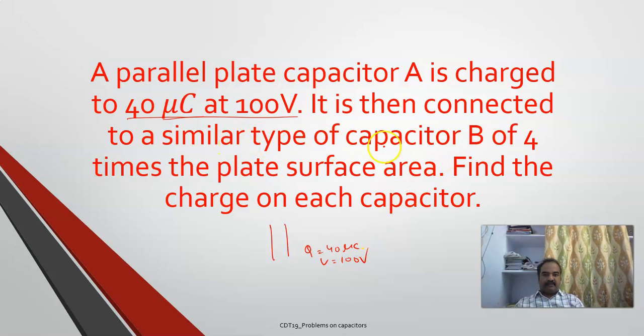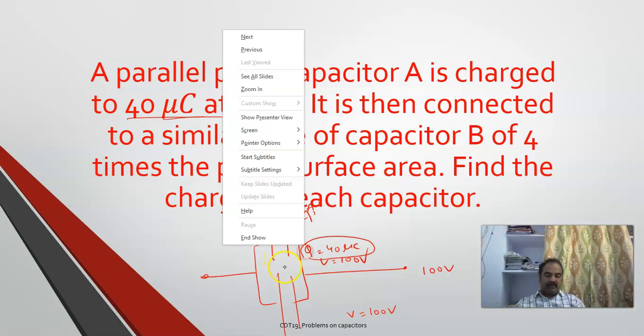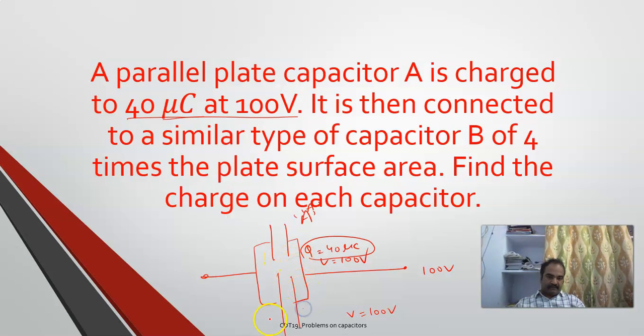It is then connected to a similar type of capacitor B. This is A capacitor. Connected to B of 4 times the plate surface area. Assuming that both are connected in parallel, the voltage is now the same at 100 volts. So for both the capacitors it is 100 volts. But this charge of 40 microcoulombs, which was earlier on capacitor A, will now be shared by these two capacitors. So what is the charge on each capacitor? Which means he is asking on what basis the charge will be divided.